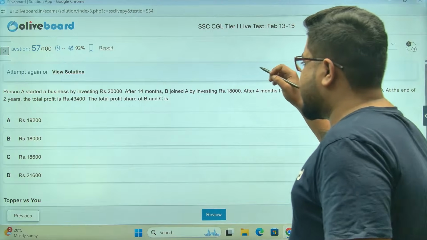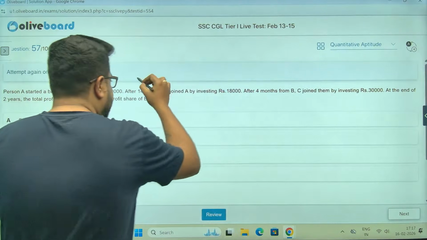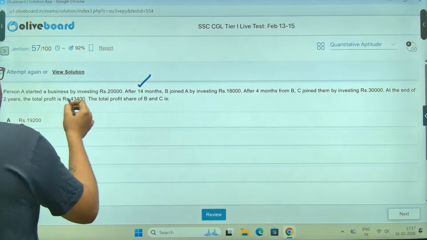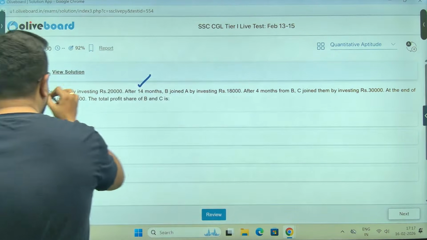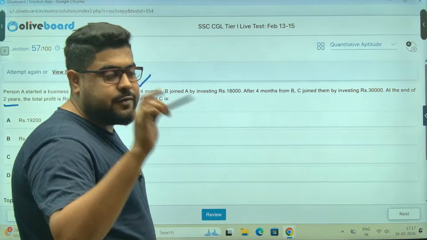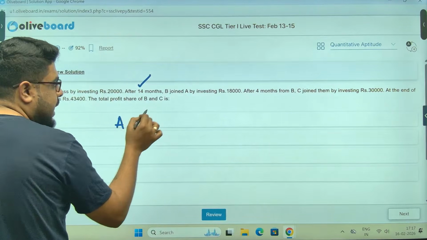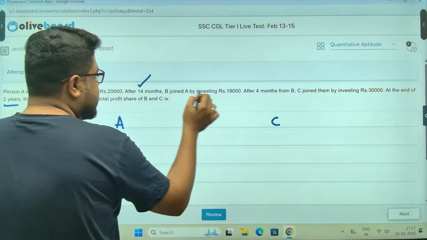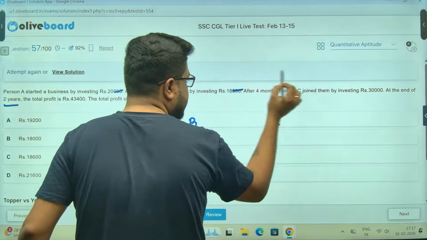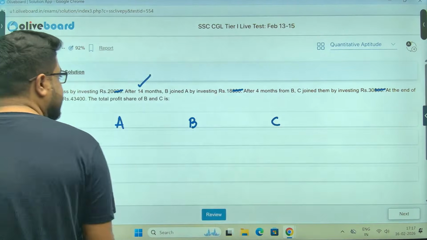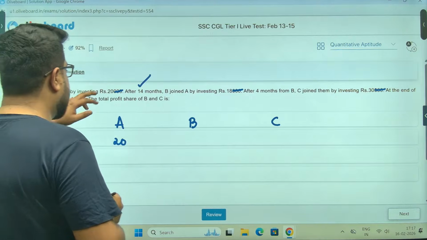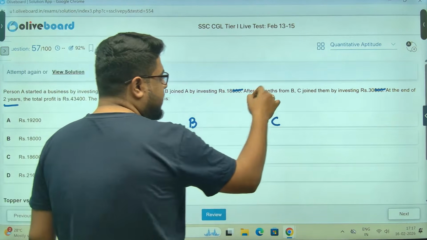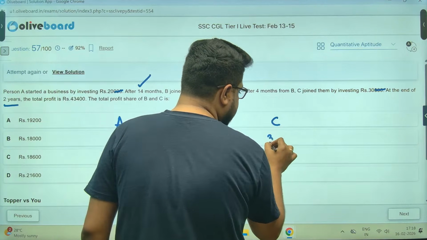A started this, after 14 months this. Again, I always said, whenever you see this line, find out the total duration of the business. So at the end of 2 years, the business is of 24 months. A, B, and C. Sir, investment. So 1,000, get rid of them because they will cancel either way. So 20 rupees. After 14 months, B joined by investing 18 rupees. After 4 months from B, C joined with 30 rupees.